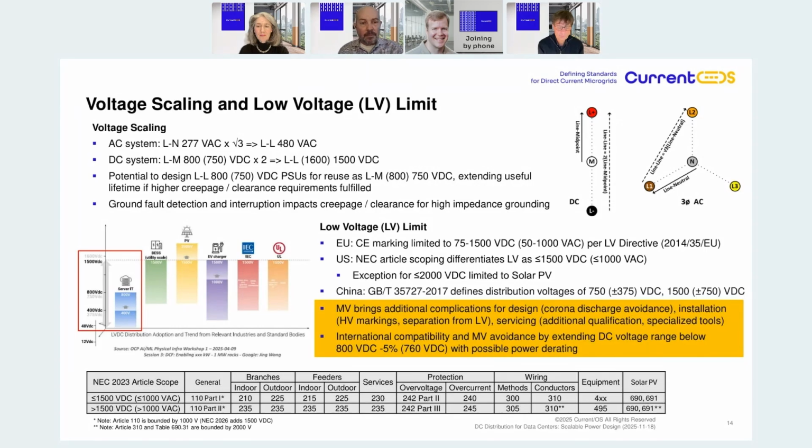Well, in general, on the EU side, there's a low voltage directive which applies, and this is capping at 1,500 volts. And similarly, on the US side, with the National Electric Code, the articles are scoped generally toward a 1,500 volt limit for the low voltage, and beyond as high voltage. And there is an exception, an important one, which you see in the middle of the chart, shown for 2,000 volts, but this is very specifically carved out for the solar environment.